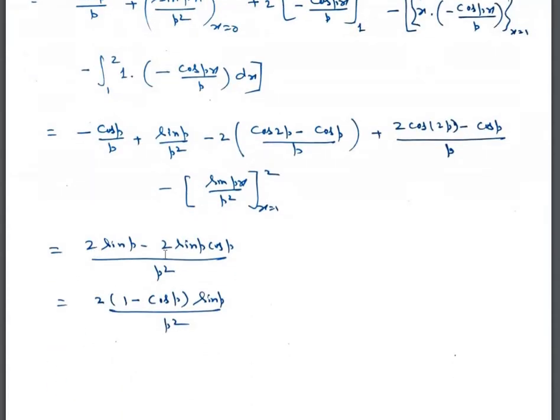We get it as 2 sin p minus 2 sin p into cos p upon p square. Taking 2 common, we have 2 into 1 minus cos p multiplied by sin p divided by p square.